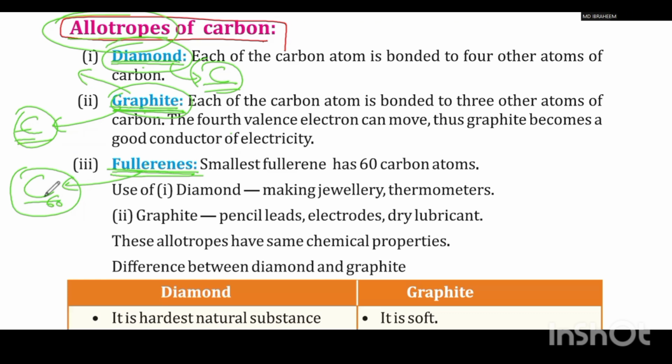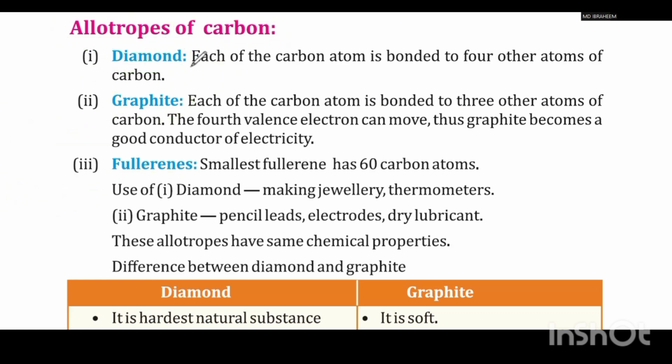Moving to the next point, diamond. Each carbon in the diamond is bonded to four other carbon atoms. Suppose it is the carbon atom. It has a tetrahedral-like structure, and the carbon atom at the center is connected to 1, 2, 3, and 4. Each carbon atom is bonded to 4 carbon atoms, and diamond has a tetrahedral-like structure.